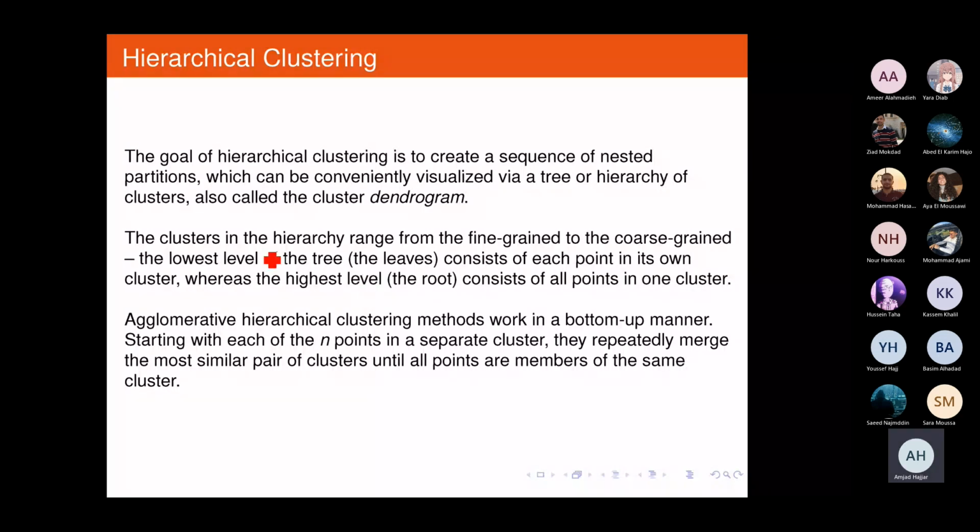The agglomerative hierarchical clustering methods work in a bottom-up manner, meaning we start with each point of the endpoints in a separate cluster. We start with the assumption that each point is a cluster on its own, and then we repeatedly merge. We say, let me group these two, they look very close to each other, and call this a cluster of its own. Then I look again at the nearby things and create a new cluster for them, and so on until at the other extreme we reach the top of the tree where all the points are in one cluster.